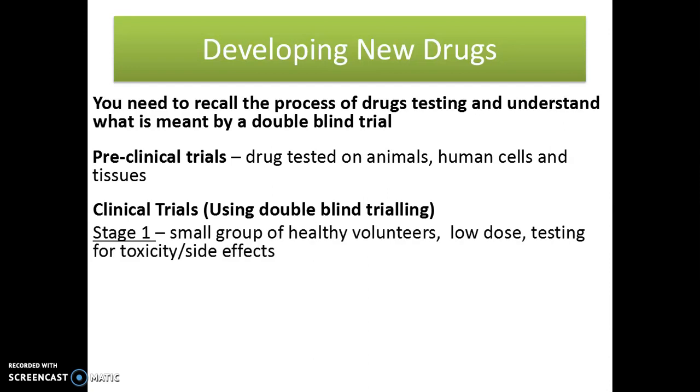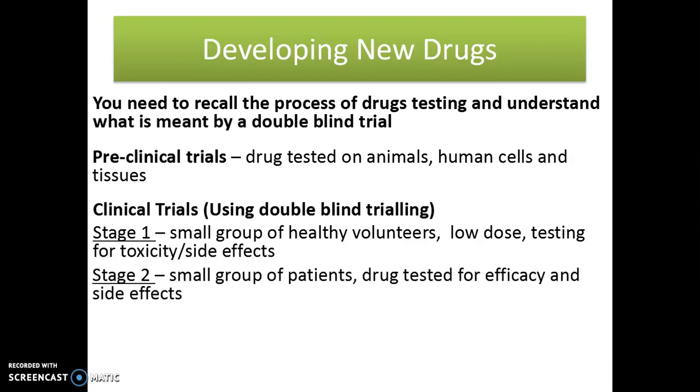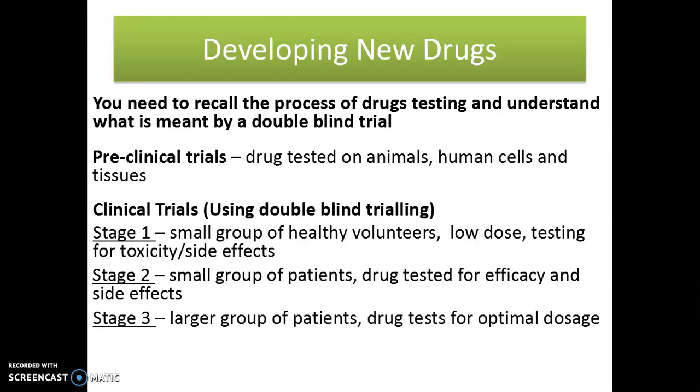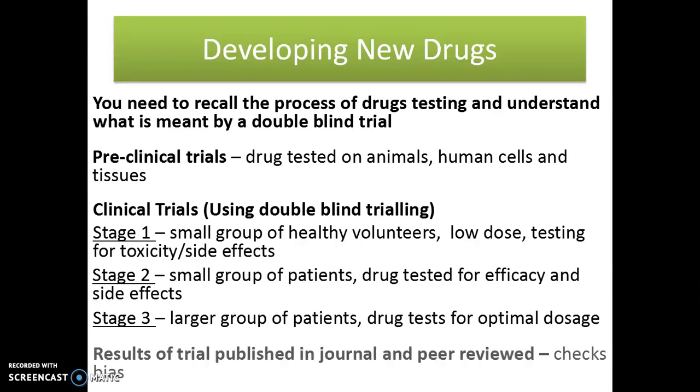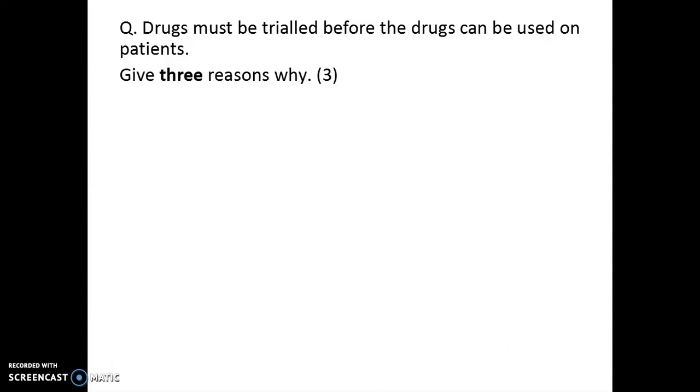Stage 1 is a small group of healthy volunteers, low dose testing for toxicity and side effects. Stage 2, small groups of patients, the drug is tested for efficacy and side effects. And stage 3, a large group of patients, the drug is tested for optimum dosage. Results of the trial are published in a journal and peer reviewed. This checks for bias.